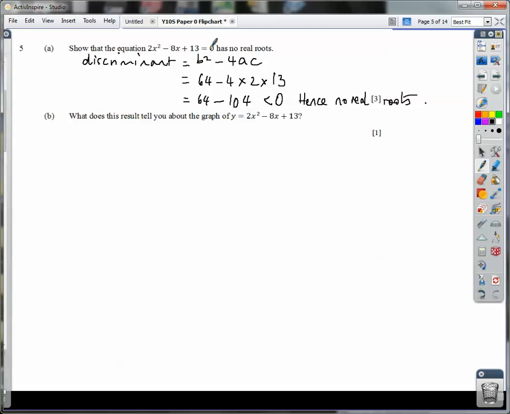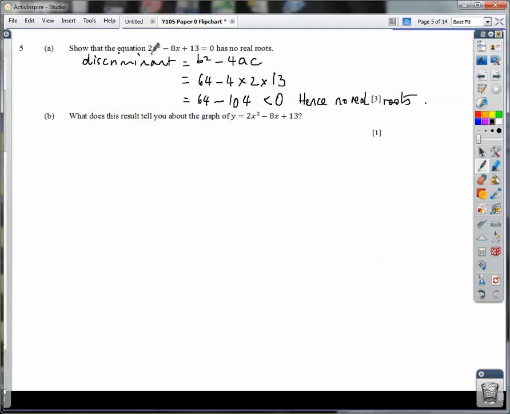Now, when y equals 0 on the graph, then we're actually talking about points on the x-axis. So if we could solve 0 equals 2x squared minus 8x plus 13 and get some real numbers, we would know that those values give the coordinates of the points on the x-axis. So the fact that I can't solve it means that y is never equal to 0 on the graph. The graph is actually not going to cross the x-axis.